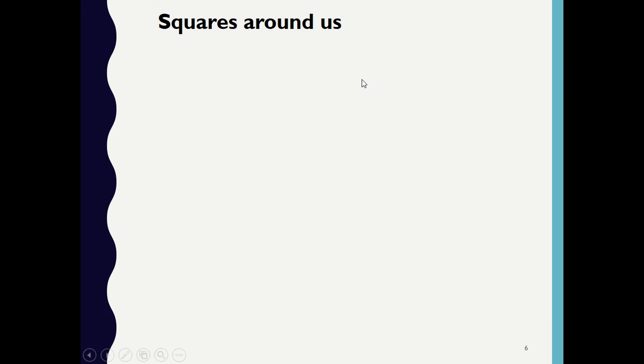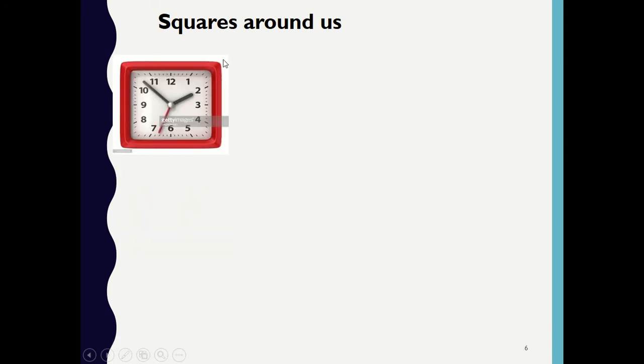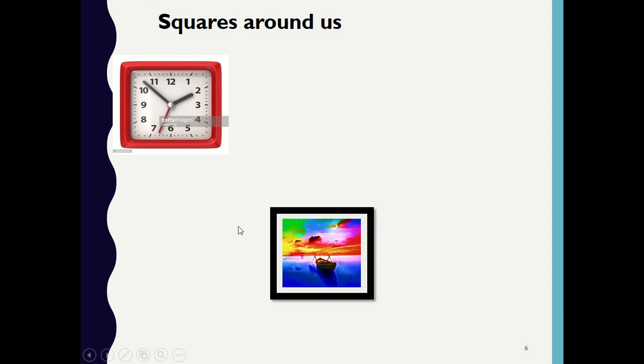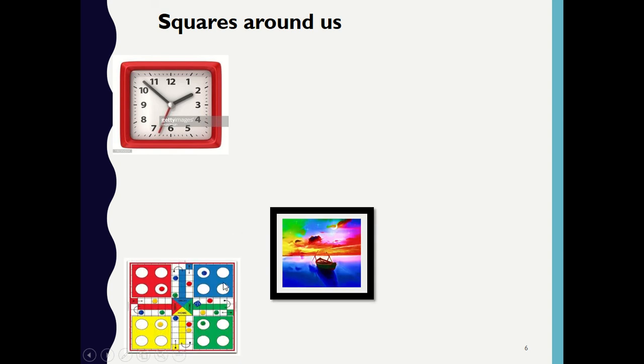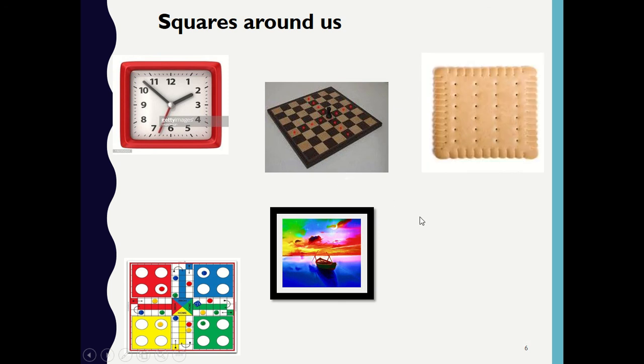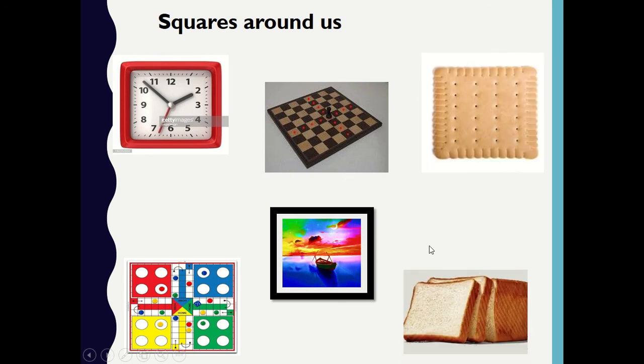Squares around us. You can see this is a clock, painting, Ludo game, chess game, biscuit and slices of bread. You can see this painting. All the sides are equal. Same clock. All the sides are equal. So, all these objects are having square shape.